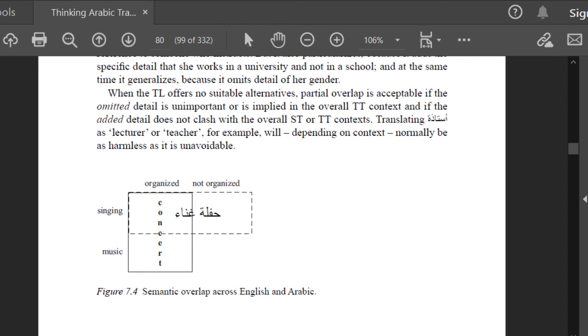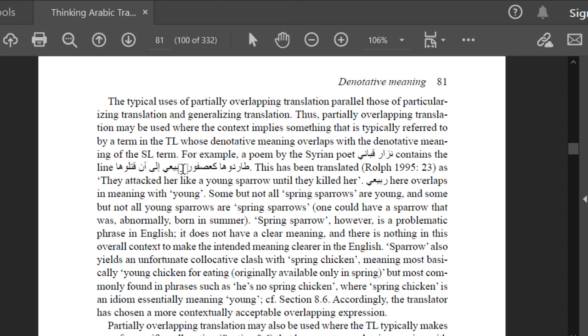Here young overlaps in meaning with الربيع. كلمة طردوها كعصفور الربيع. Here's the example. Okay. So the word ربيع overlaps with the young. Some but not all spring sparrows are young. Okay?